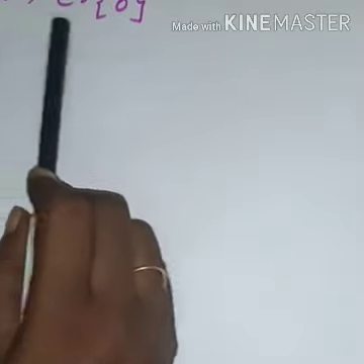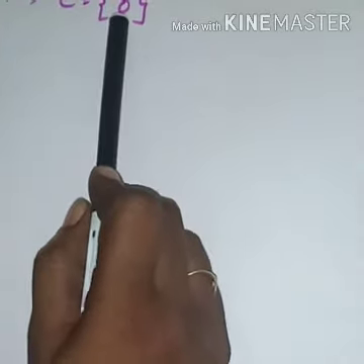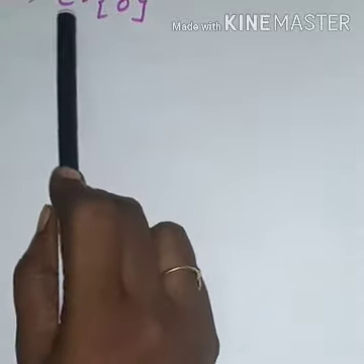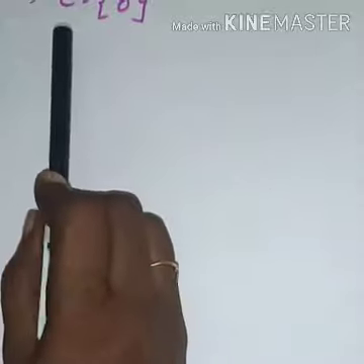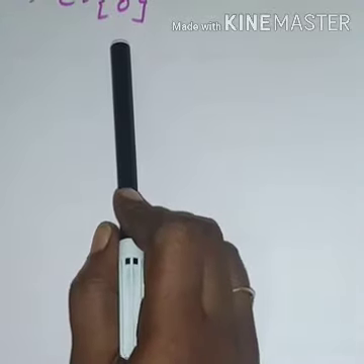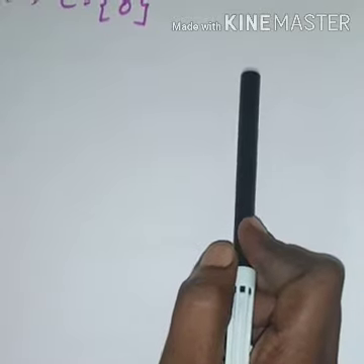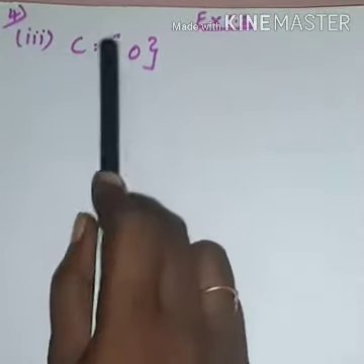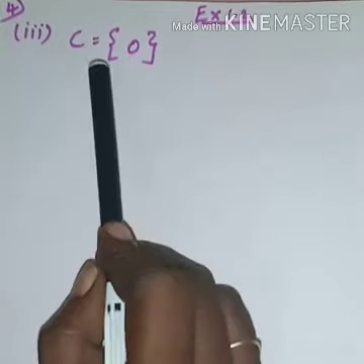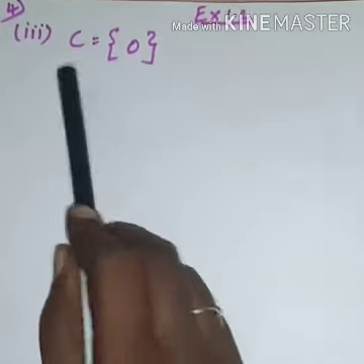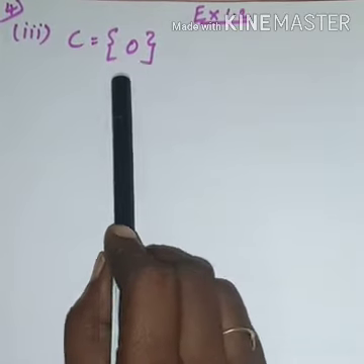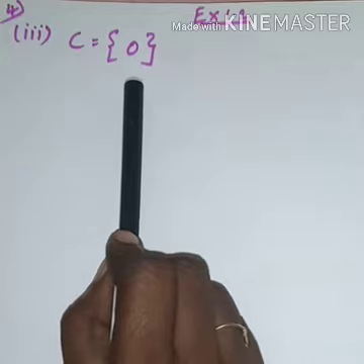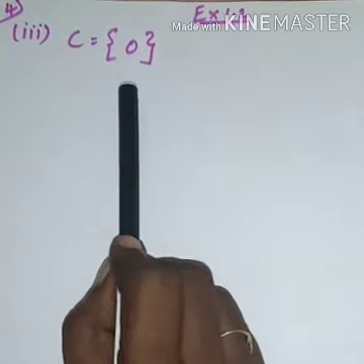Exercise 1.2, fourth sum, third subdivision. C is equal to the set {0}. We have to find whether this set C is a null set or singleton set. Clearly the set has only one element, so it is a singleton set. The set C has only one element and that element is 0. Therefore C is called a singleton set.